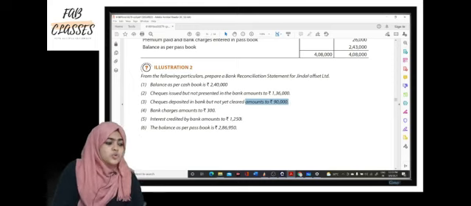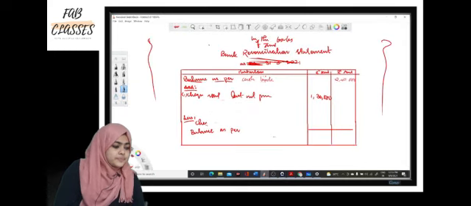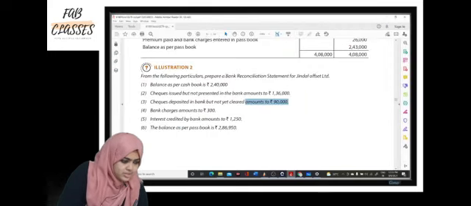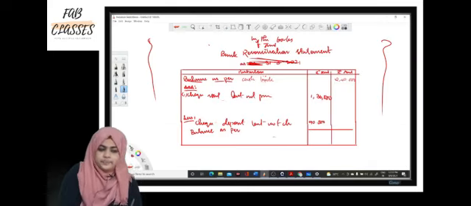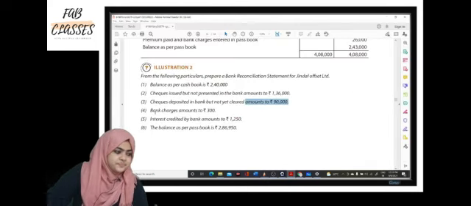So, check deposited in the bank not yet cleared. We will write here in the less column: check deposited in the bank but not cleared, and the amount was 90,000 rupees. It will be written in this column. Okay. And now one more thing. With this you will understand.